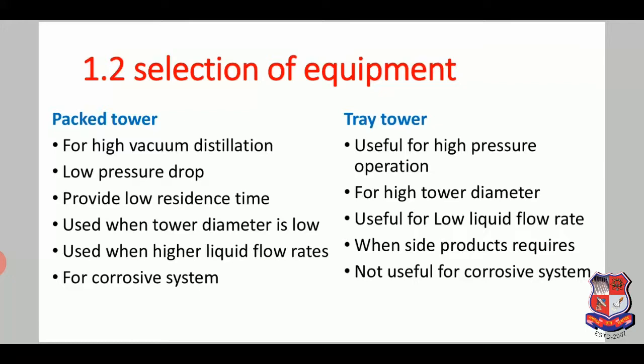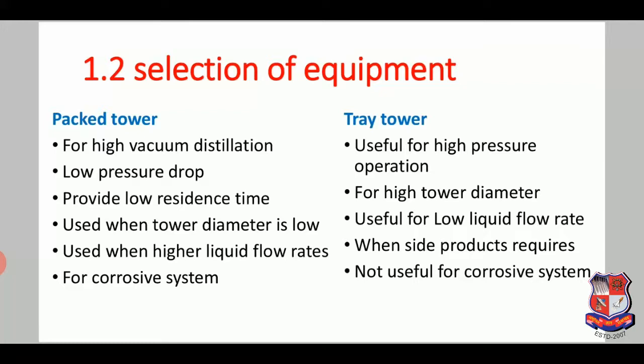Another criterion is that when the tower diameter is low, a packed tower is used, and when the tower diameter is high, a tray tower is used. How? Suppose you have a very small tower diameter, say 1 foot. So the tower diameter is 1 foot, and you cannot manufacture a 1 foot tray and fit it into a tray tower. It is not advisable. But if the tower is 1 foot in diameter, then packing material can be placed in the tower. It will be very easy.